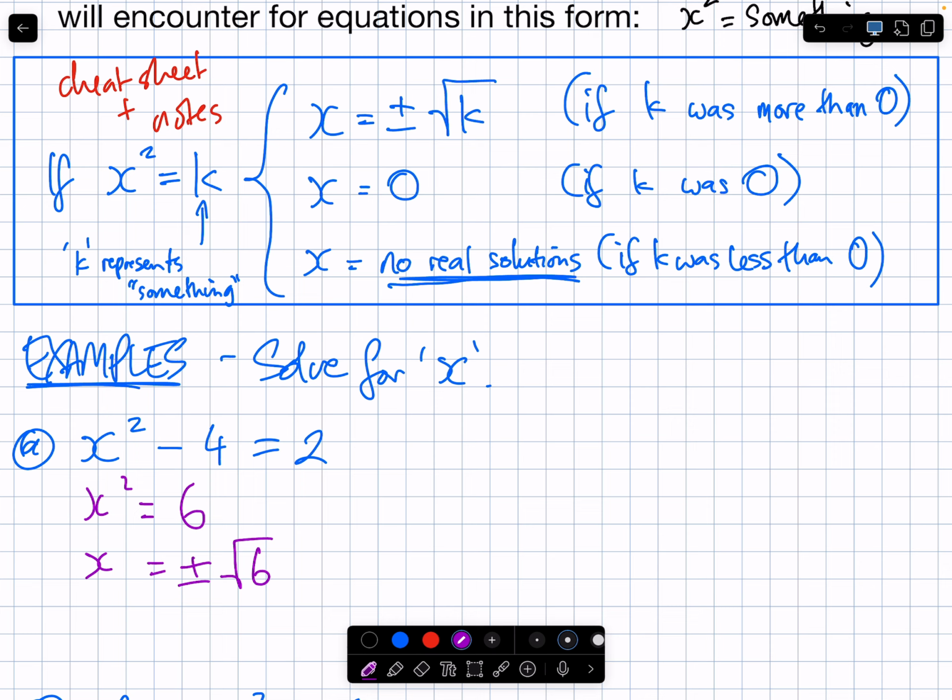If it said square root of 9, can it go down a bit further? Is there a number I can times by itself to get 9? So you cancel it down. There's no cancelling down root 6. So that's your first example.